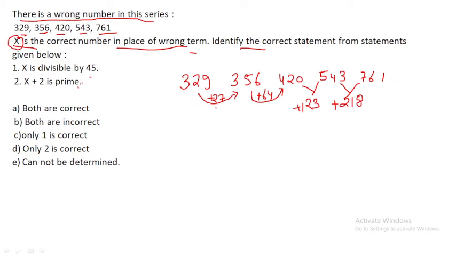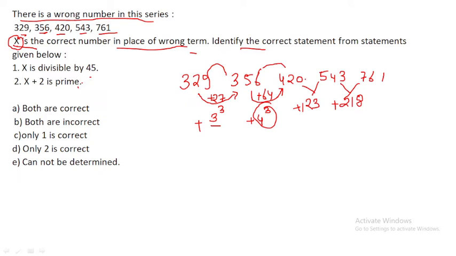The first difference is 27. As we know, 27 is the perfect cube of 3. And the next difference is 64, which is the perfect cube of 4. So in the first pair of numbers we are adding 3 cubed, and in the next pair we are adding 64, which is 4 cubed. So 3 cubed, then 4 cubed, right?